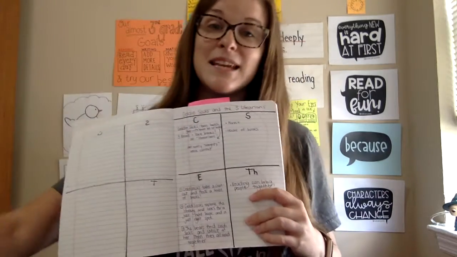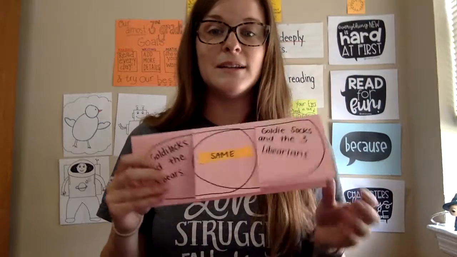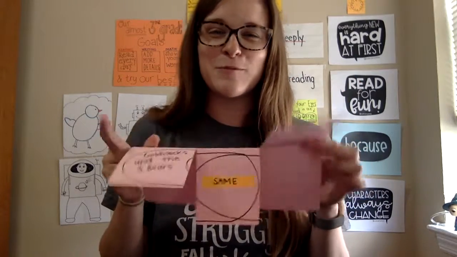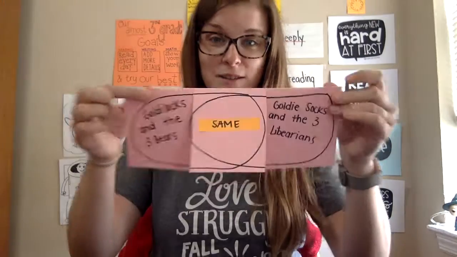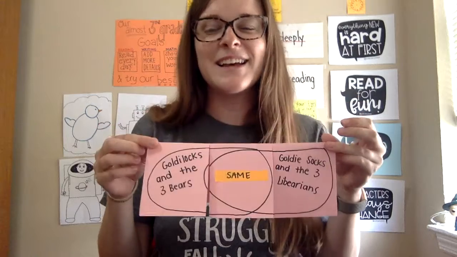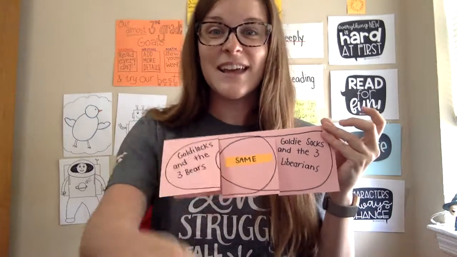So, think about what makes each version of your story similar and different. Use your graphic organizer to help you and create some sort of Venn diagram either in your notebook, on Seesaw, or a special flipbook if you want to make it super cool and flipbook like mine. All right, good luck and have fun with it.